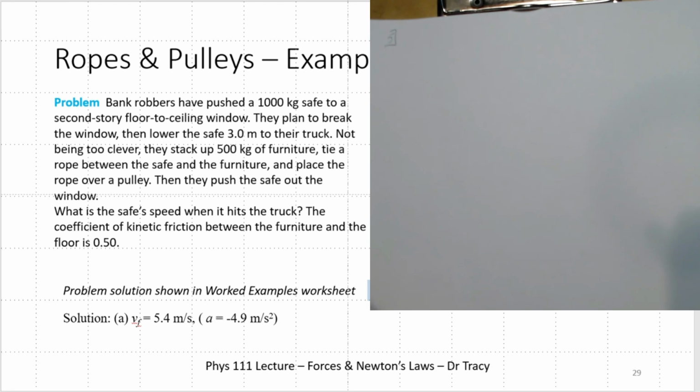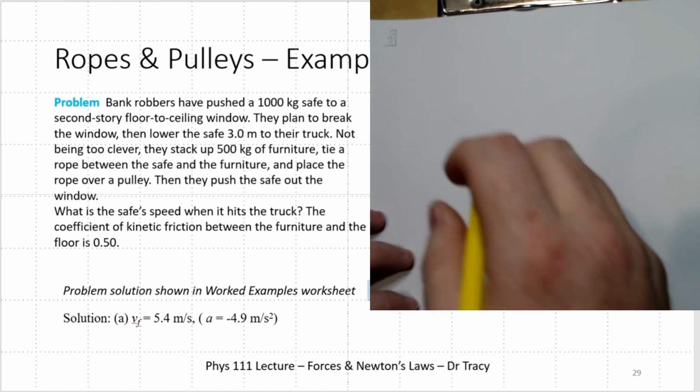Bank robbers have pushed a 1,000-kilogram safe up to a second-story floor to ceiling window, meaning no ledge, no window frame ledge. They plan to break the window, then lower the safe 3 meters to their truck. Not being too clever, they stack up 500 kilograms of furniture, tie a rope between the safe and the furniture, and place the rope over a pulley, and they push the safe out the window. What is the safe's speed when it hits the truck? The coefficient of kinetic friction between the furniture and the floor is 0.5. So we got a lot to unpack here.